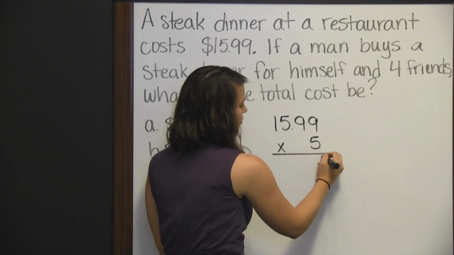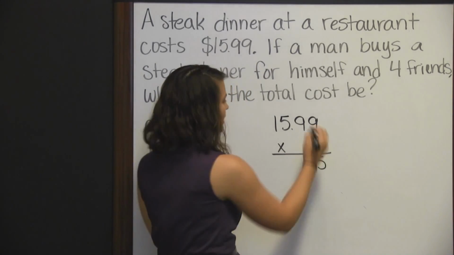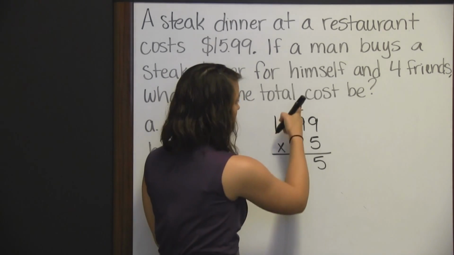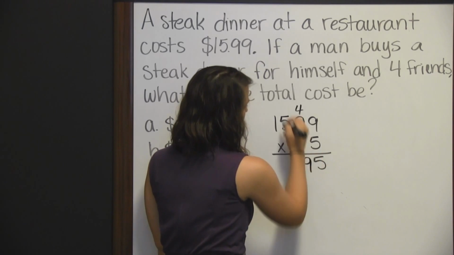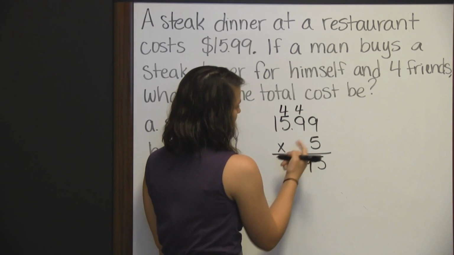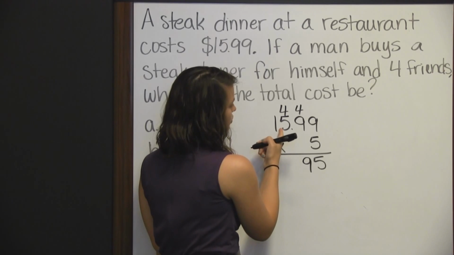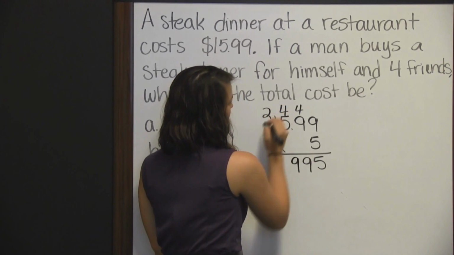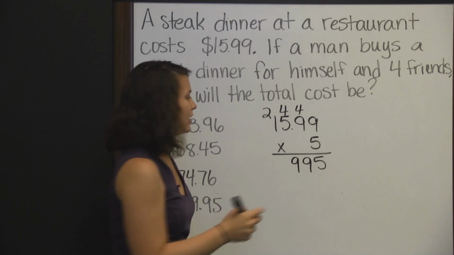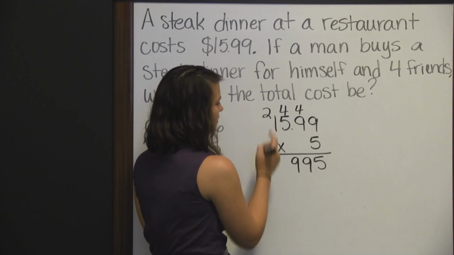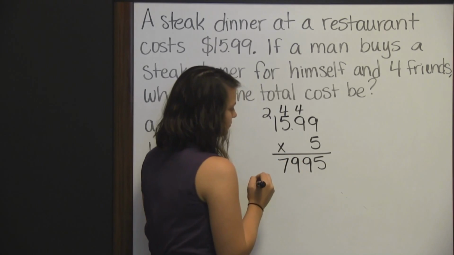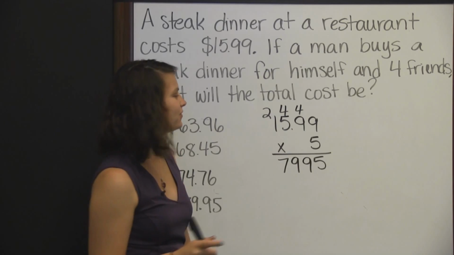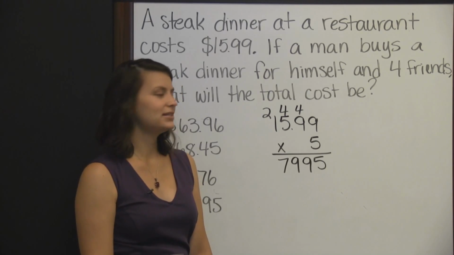5 times 9 is 45, so write the 5 and carry the 4. 5 times 9 again is 45, plus 4 is 49, and carry the 4. 5 times 5 is 25, plus 4 is 29. Write the 9 and carry the 2. 5 times 1 is 5, plus 2 is 7. And now looking at that answer, that looks way too big. And the reason for that is we haven't put our decimal place in yet.